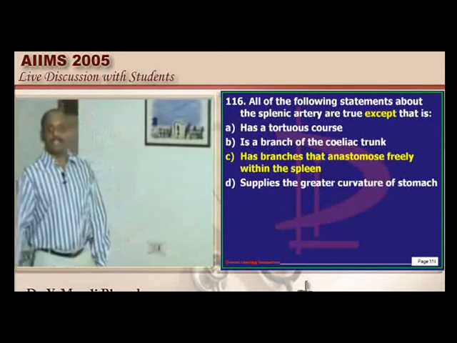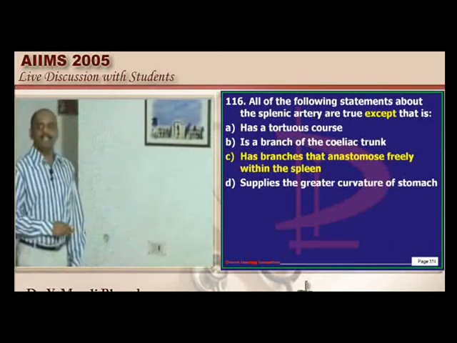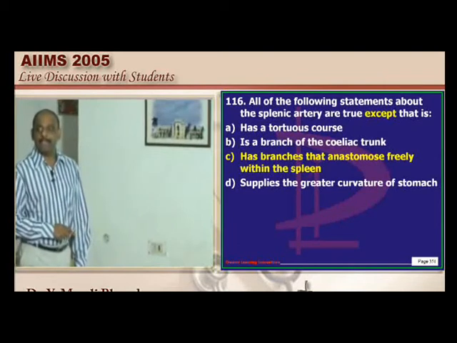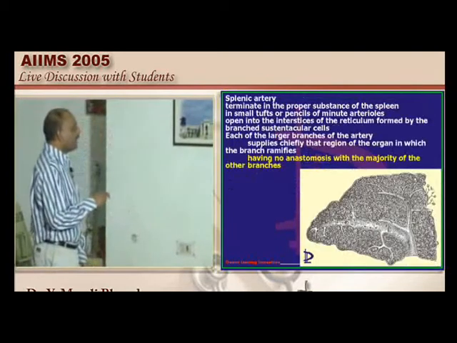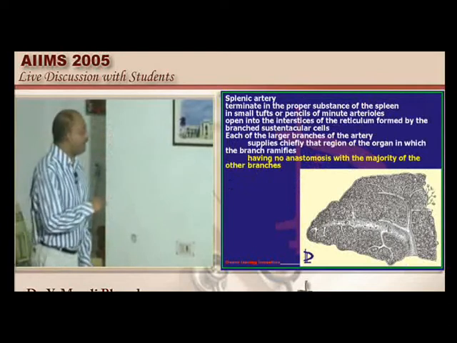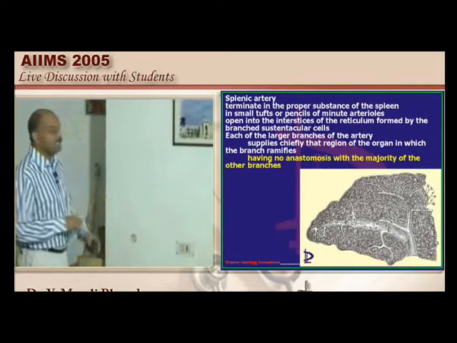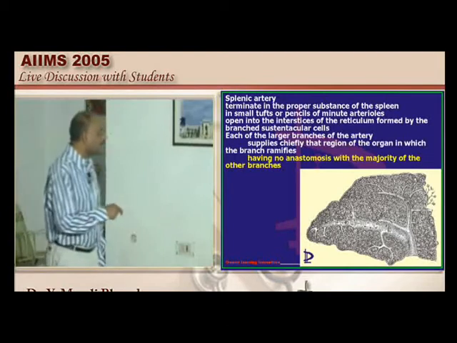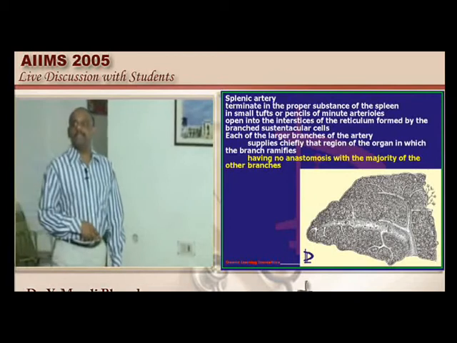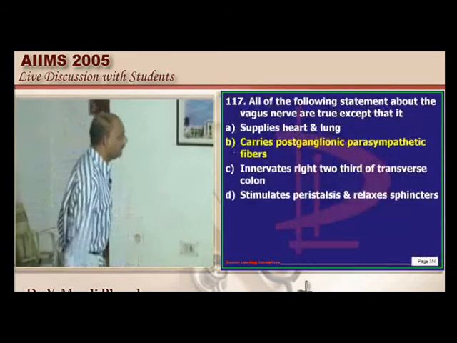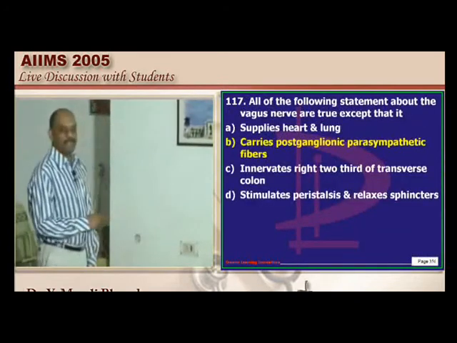Splenic artery, everything is true except, favorite question: splenic artery is an end artery, does not anastomose. After the pencil-like arteries come out of it, typically the splenic artery will be terminating in the proper substance of the spleen, where small tufts of pencil-like minute arterioles will be coming, but these arterioles will not be anastomosing with each other, is what needs to be remembered. Let's go to the next question, fundamental question, doctor.